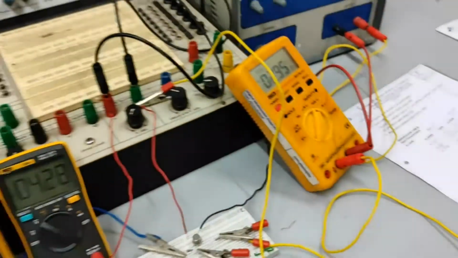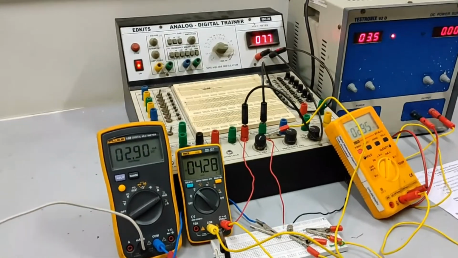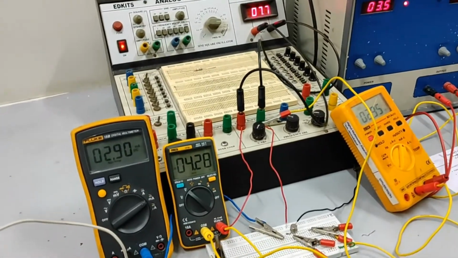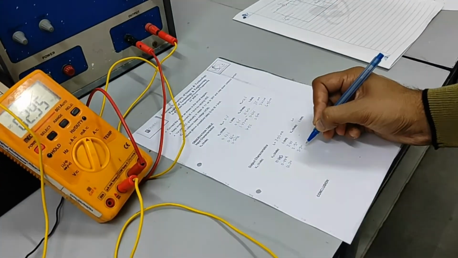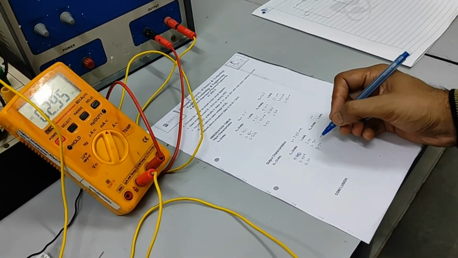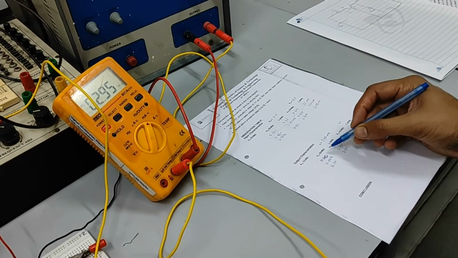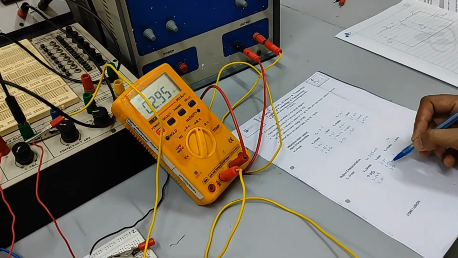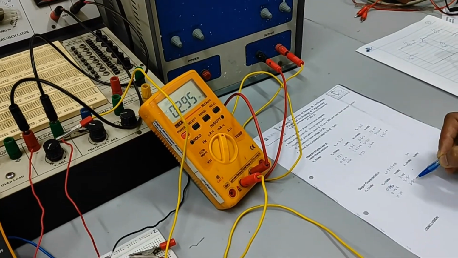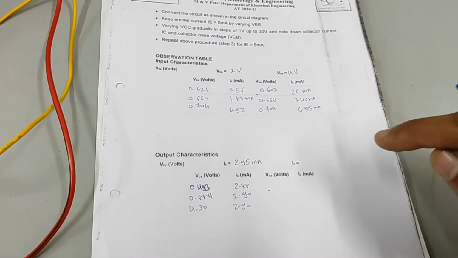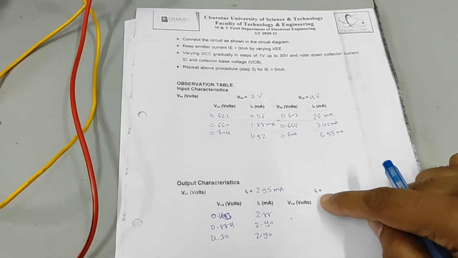Clear? It means that after this 0.884 collector to base voltage, your collector current is saturated. As we already saw in the theory, after some collector to base voltage, your collector current remains constant, or saturated. Clear? Now we set the emitter current at a different value.